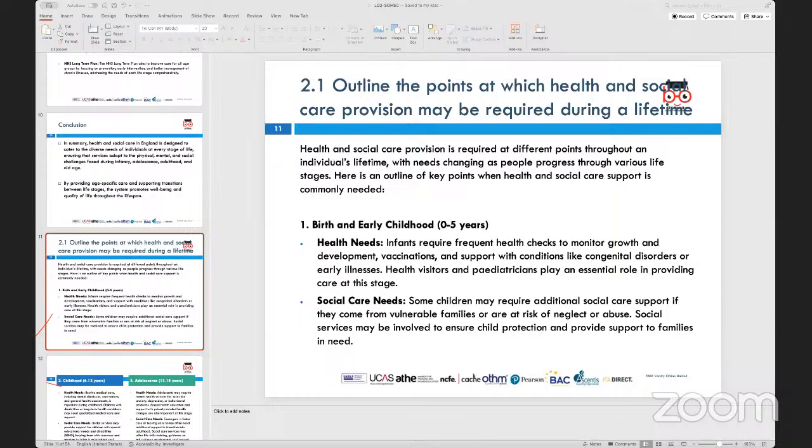First and foremost, when we talk about health and social care provision at various stages of a person's life, what we are looking at is the changing needs according to the age, the health, and the circumstances the individual might have, which would be required to be studied and understood. Primarily, when we talk about birth to early childhood, which is 0 to 5 years, our health needs would be, for example, regular checkups.